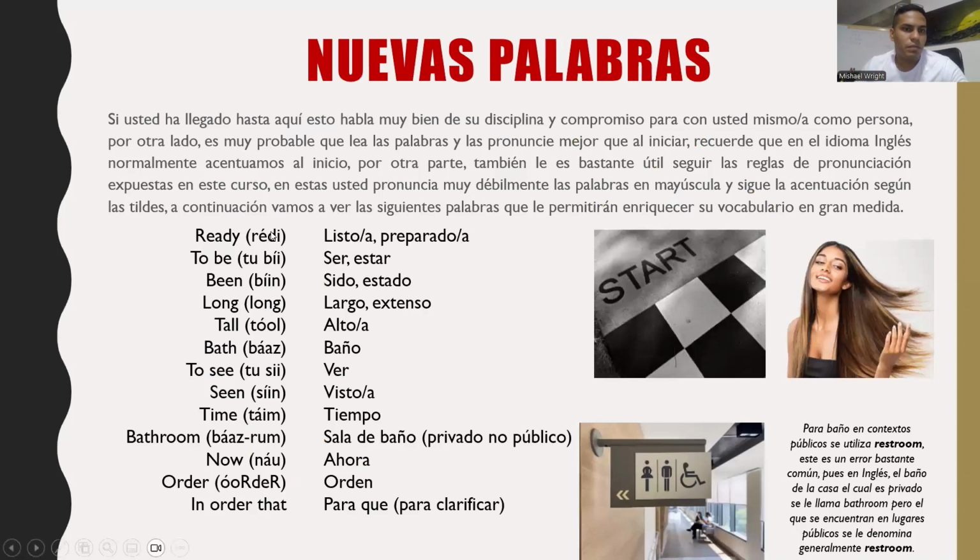So we have ready, to be, been, long, tall, but, to see, seen, time, bathroom, now, order, in order that. Let's do it again. Ready, to be, been, long, tall, but, to see, seen, time, bathroom, now, order, in order that.